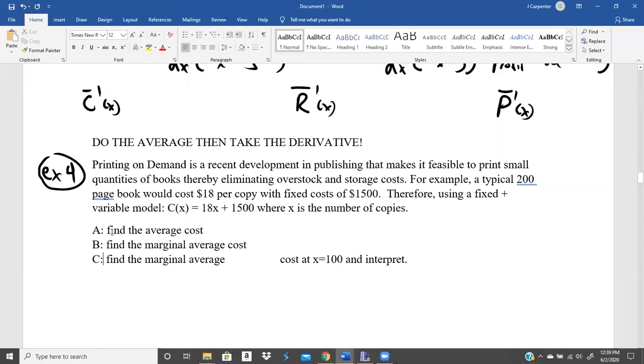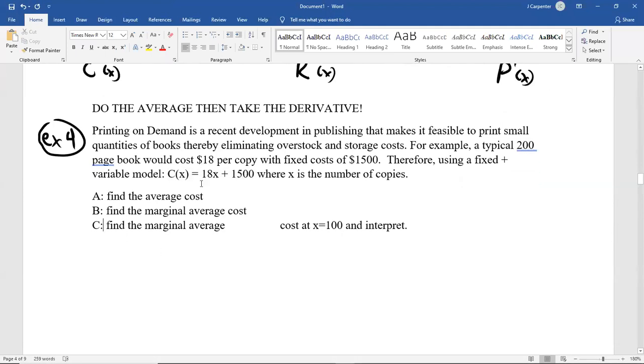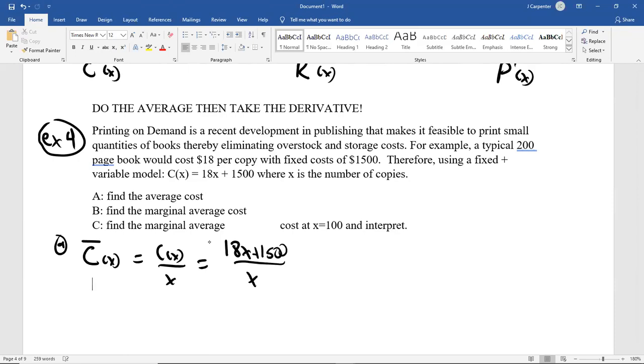So part A, find the average cost. So I didn't ask for just the marginal cost. The marginal cost would be 18, which says it always costs $18 to produce the next unit. That makes sense. It says right here, it costs $18 to make each next unit. So for part A, we are finding the average cost, which is C bar. That means average, which is where we take the regular cost and divide it by X. The regular cost being 18X plus 1500. And then we divide that by X.